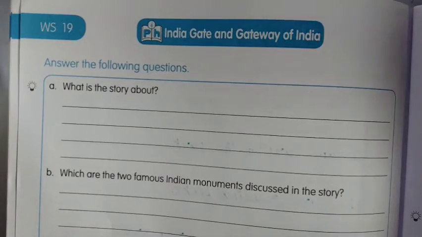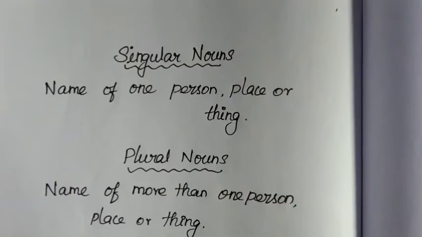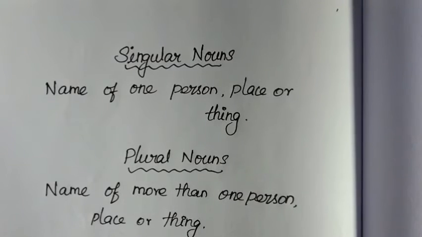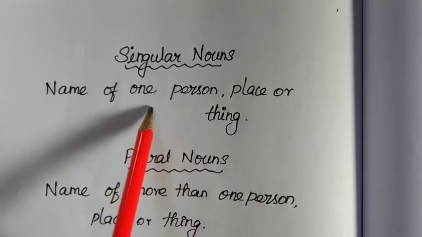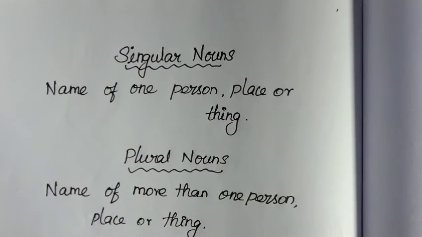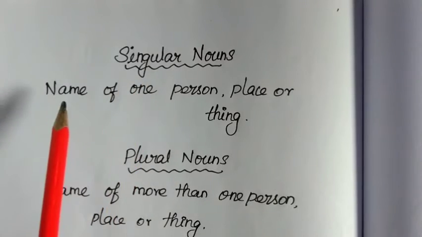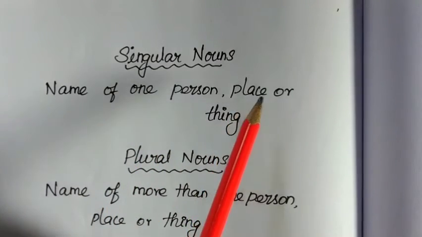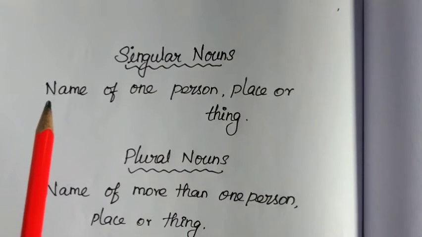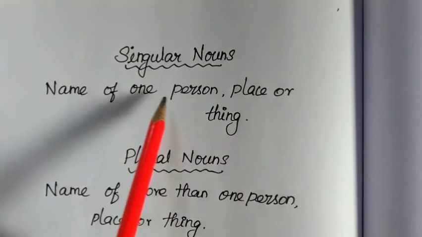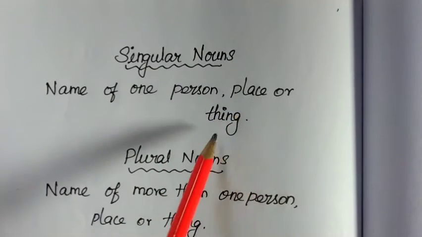Let us move on to our next part, grammar. In our grammar part, we are going to recap the types of nouns that we have learnt in our last classes. Look at the first one, singular nouns. What are singular nouns? Singular nouns are the name of one person, place or thing. Repeat again. Singular nouns are the name of one person, place or thing.